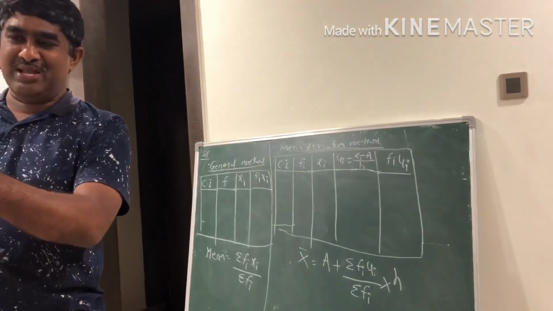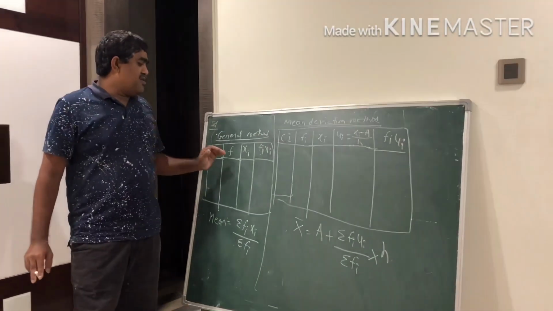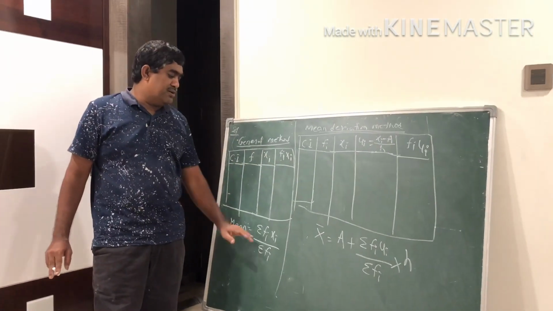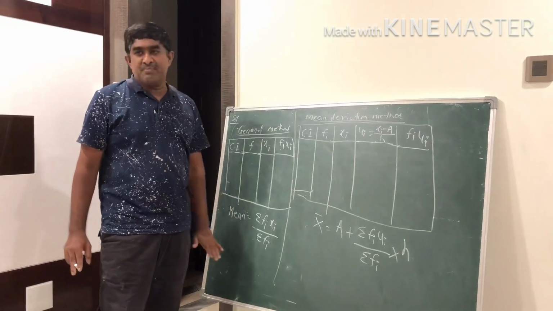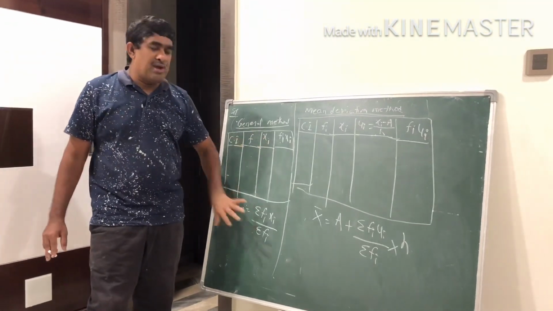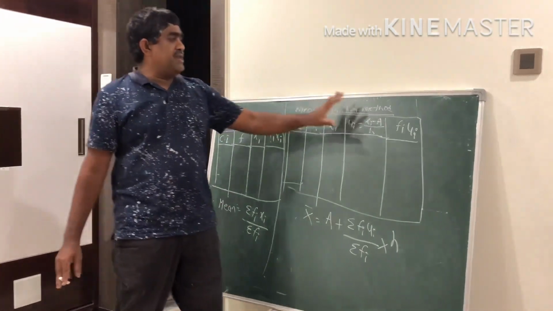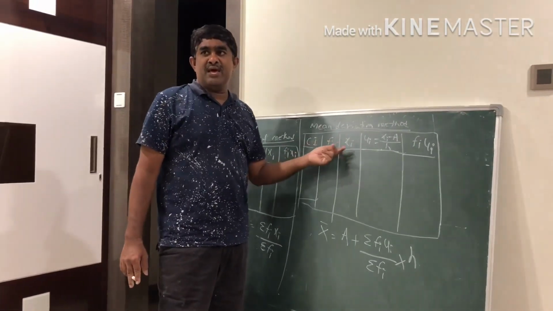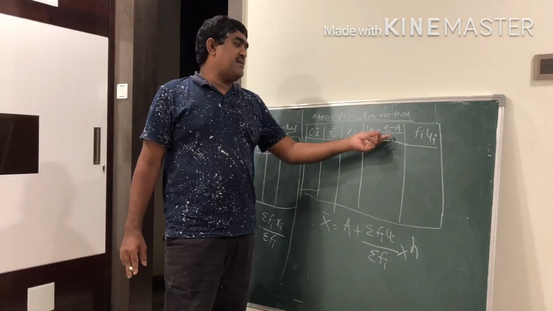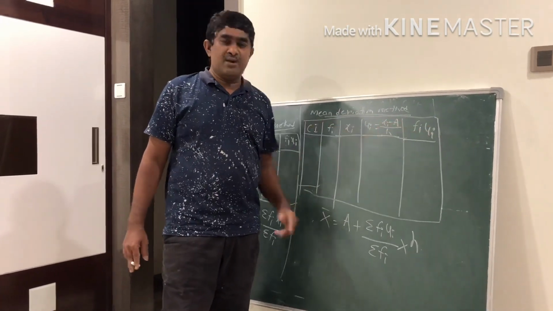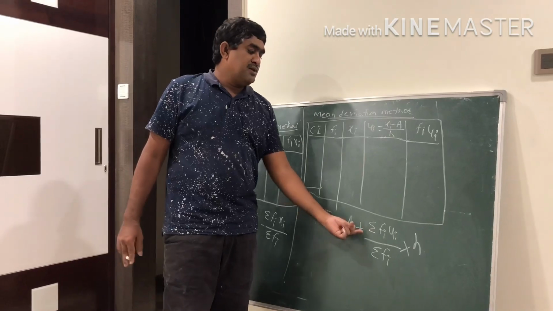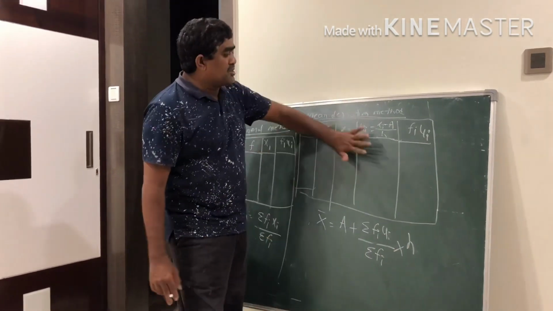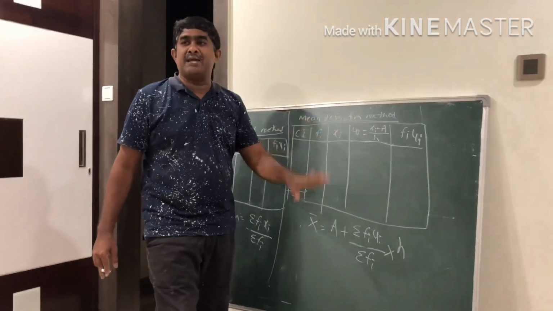Class interval, frequency, xi, fi xi. What is the formula? Mean equal to sigma fi xi by sigma fi. This table and this formula you have to learn by heart. Similarly, mean deviation method: what is the table? Class interval, frequency, xi, mu i, xi minus a by h, fi mu i. What is the formula? a plus sigma fi mu i by sigma fi into h.